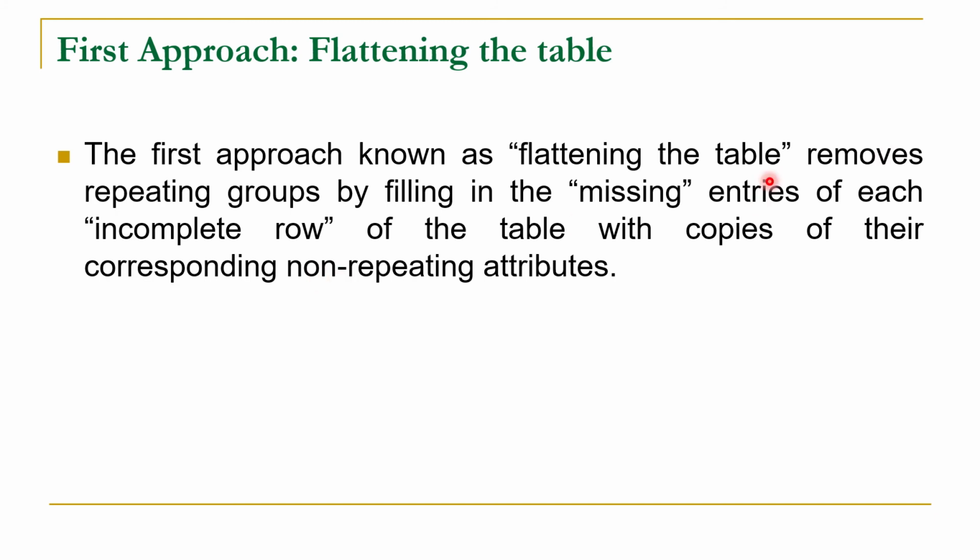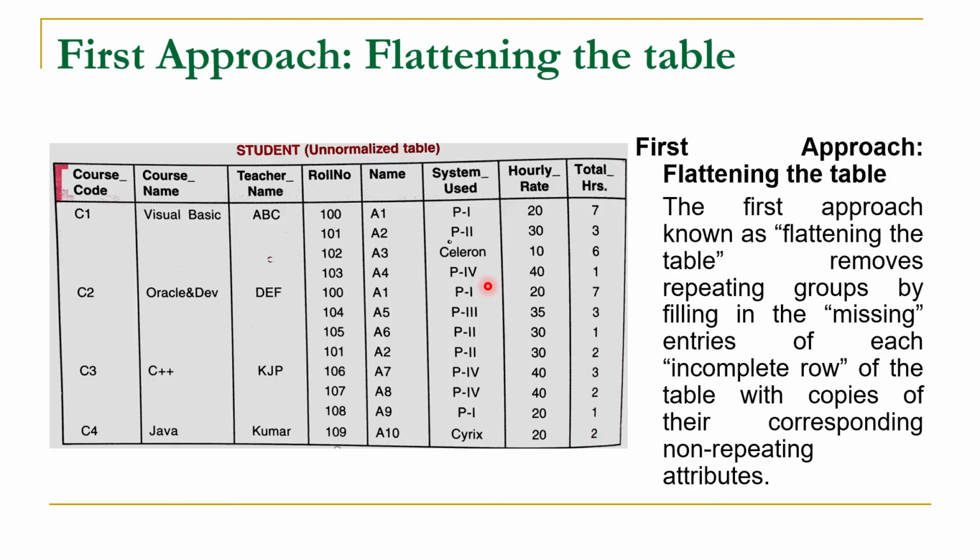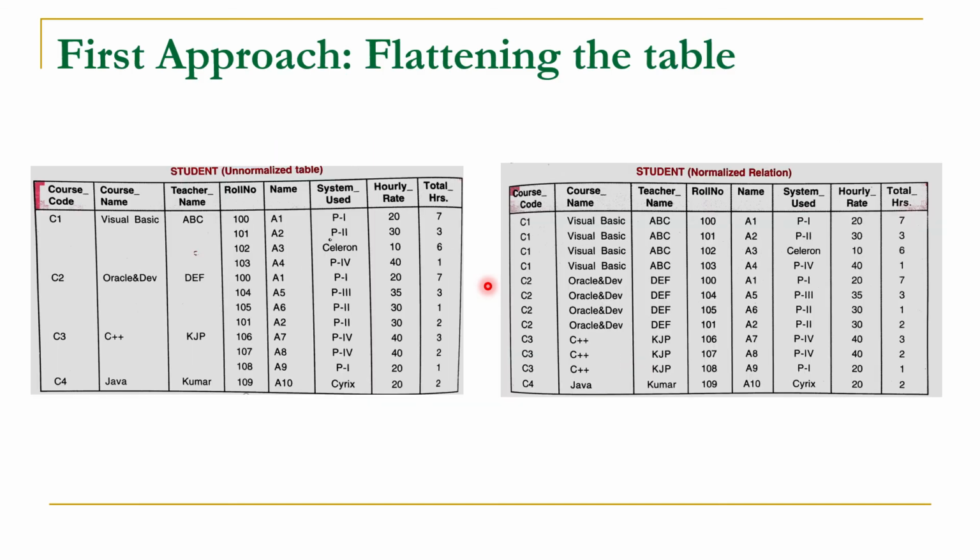So this process says that we have to remove the missing entries of incomplete rows by creating copies of their corresponding non-repeating attributes. It means that we have to complete the rows by having copies of their corresponding non-repeating attributes. So I have shown this in this figure. You can see that I have completed the row of 101 by creating the copy of course code, course name and teacher name. You can see the 101 row now has been completed by creating the copy of their corresponding values of course code, course name and teacher name.